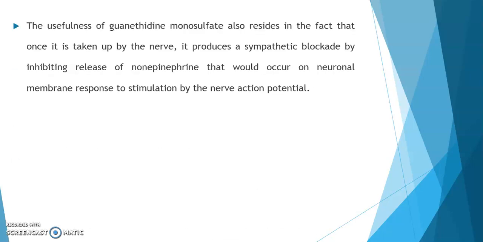The usefulness of guanethidine monosulfate also resides in the fact that once it is taken up by the nerves, it produces a sympathetic blockade by inhibiting the release of norepinephrine that would occur on neuronal membrane responses to stimulation by the nerve action potential.